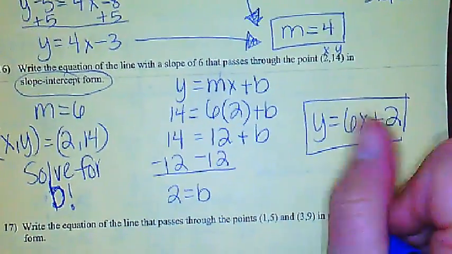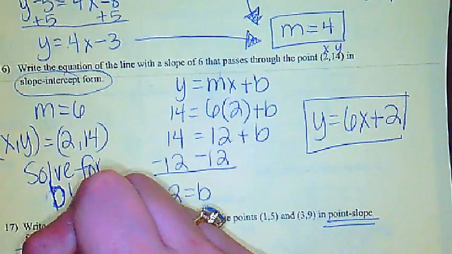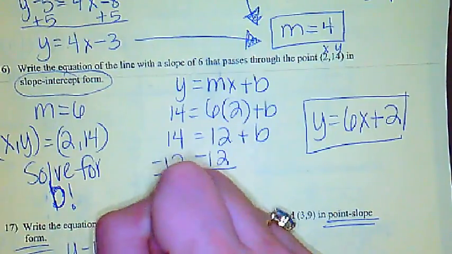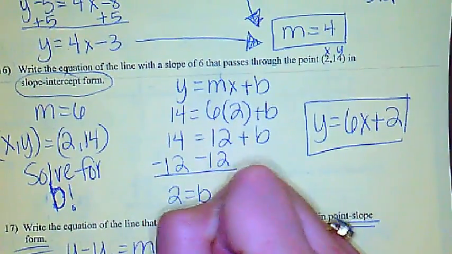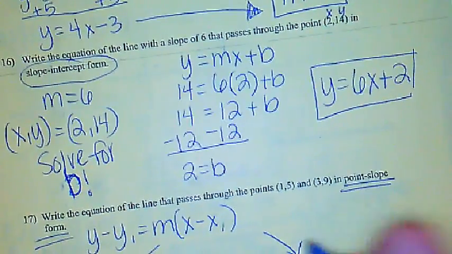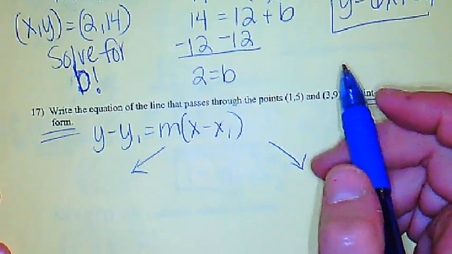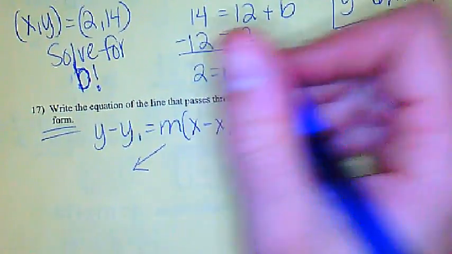All right, now I see it says point-slope form. So real quick, I'm going to write y minus y1 equals m times x minus x1. Okay, so there are two answers for this, depending on which one you use. All right, so again, either of these are correct answers.